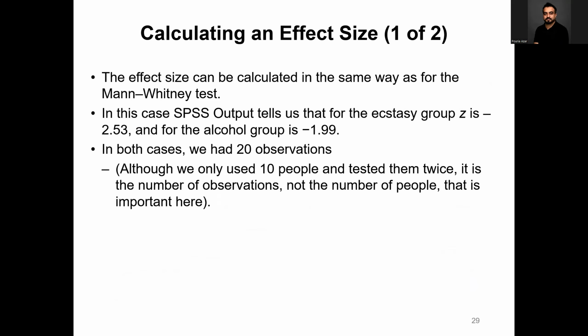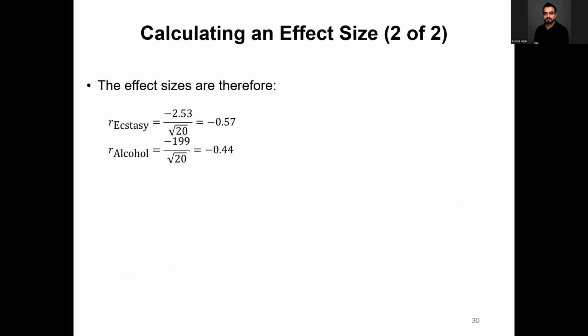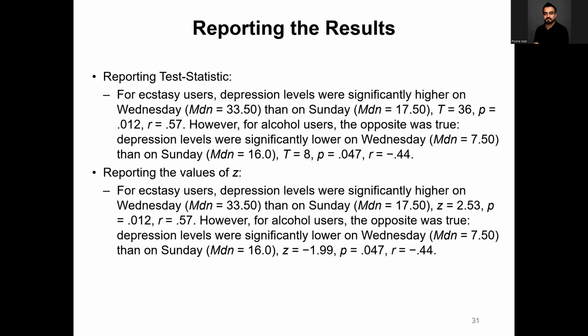I just go ahead and plug in the values in the formula and it gives me the effect size. And this is how I report. So here, Wilcoxon signed rank test is T. So T here stands for Wilcoxon signed rank test.